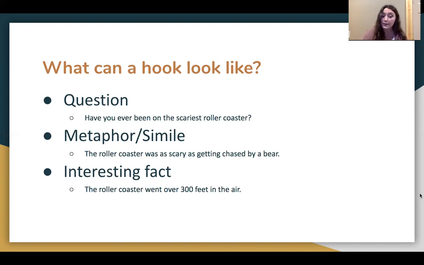If it were a metaphor or simile hook, it might sound like this. The roller coaster was as scary as getting chased by a bear. Well, we know it probably wasn't quite as scary as getting chased by a bear, but what made it that scary? Or if it was an interesting fact hook, it could sound like this. The roller coaster went over 300 feet in the air. 300 feet, that's like as tall as a football field, up in the sky. And it gets the reader thinking. So a question, a metaphor or simile, and an interesting fact. Those are the three main types of hooks.